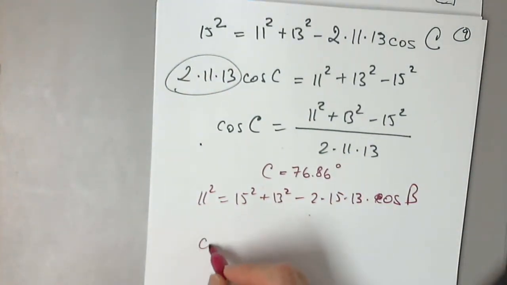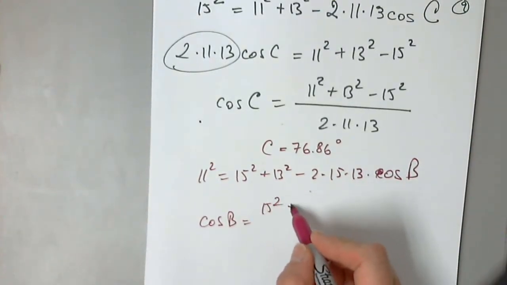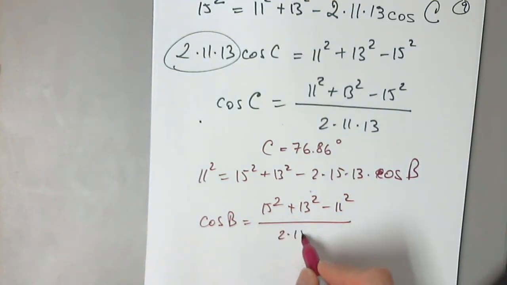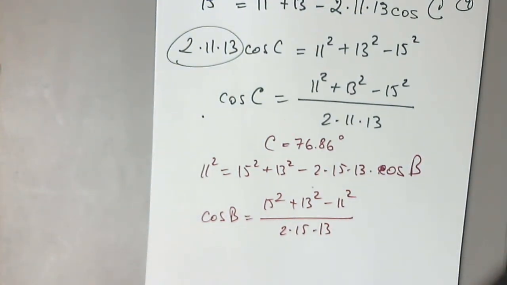So therefore, from here we have cosine B equals 15 squared plus 13 squared minus 11 squared over 2 times 15 times 13. Okay, parentheses. 15 squared plus 13 squared minus 11 squared divided by 30 times 13. And I got 0.7. Nice. Okay, second cosine of the previous answer. And my answer is 45.57 degrees.